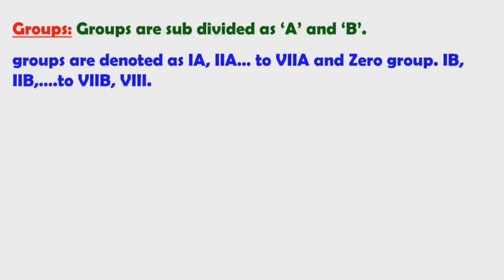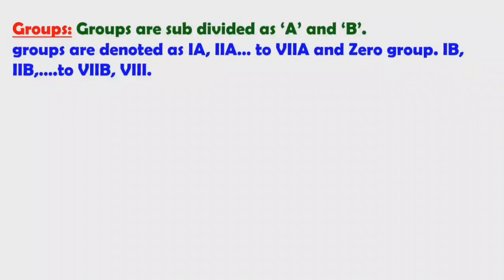Now we will discuss groups. Groups are subdivided as A and B. Groups are denoted as 1A, 2A up to 7A, and zero group. Zero group is nothing but 8A. And 1B, 2B up to 7B and the 8th group.